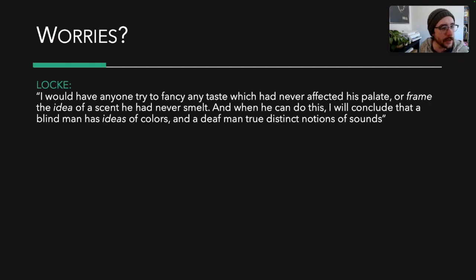Locke says, I'd have anyone try to fancy any taste which had never affected his palate, or frame the idea of a scent he had never smelt. So he says, look, come up with a simple idea, one that doesn't have parts, not a complex one, that did not come directly from an experience he had. He says, if you do this, I'll conclude that a blind man has ideas of colors and a deaf man true distinct notions of sounds. He'll admit that, look, some ideas might just be innate. But he doesn't think you're going to be able to do this.